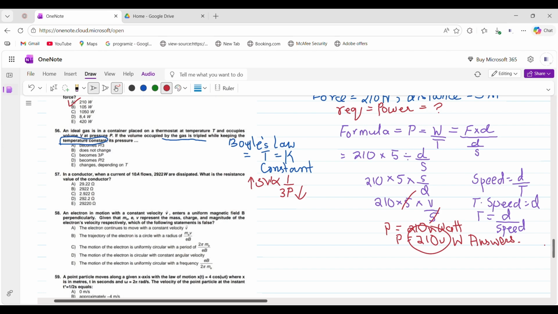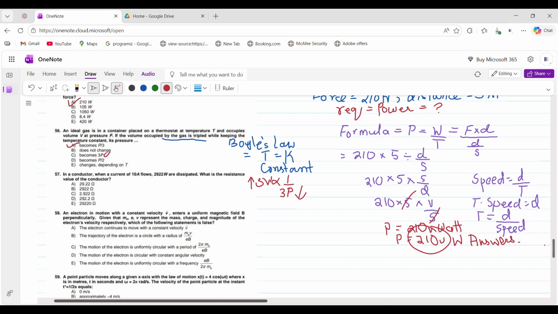They have increased volume by 3 times. And since volume is inversely proportional to the pressure, according to Boyle's law at constant temperature, pressure would be decreased by 3 times. So if I see my options, my first option is the right answer. It becomes P by 3. Pressure is decreased by 3 times. So P by 3 is the right answer, right? Does not change. No, it cannot be our answer.